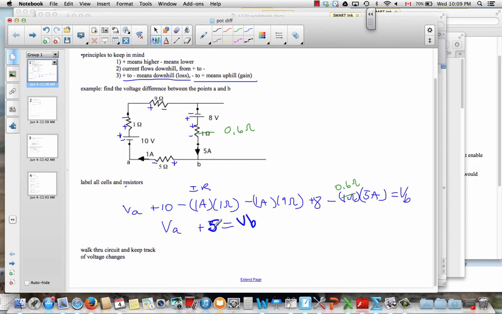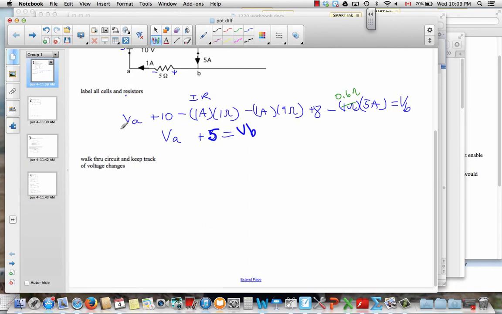Now, we have to actually get the same answer no matter which way we go. So if we proceed from A to B directly across this way, we have to get the same answer. Now we're going from lower to higher, so that's a gain of 5 ohms times 1 amp. And so we see again that B is just 5 volts higher in potential than the point A was. So you have to get the same answer no matter which way you go.